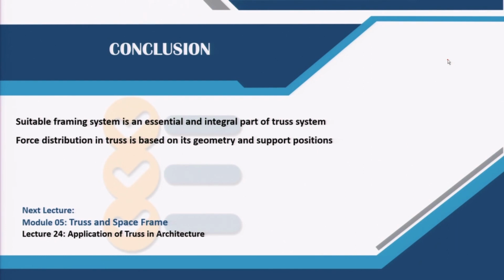Force distribution in the truss is based on the geometry and the support position, what we have just now understood by virtue of the 3 typical type of geometrical variety and the depth variety and the support variety. From that we can conclude that yes, the force distribution changes, pattern distribution changes. So, that is all for this particular lecture.